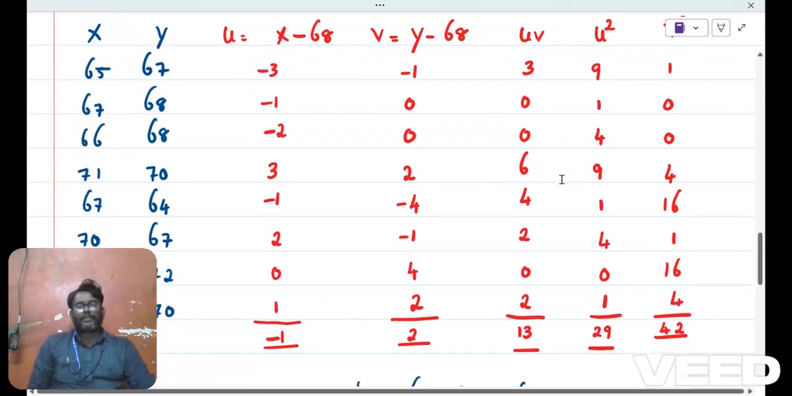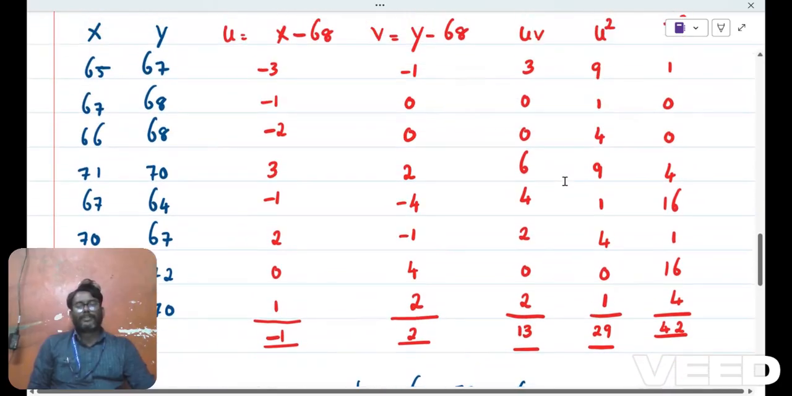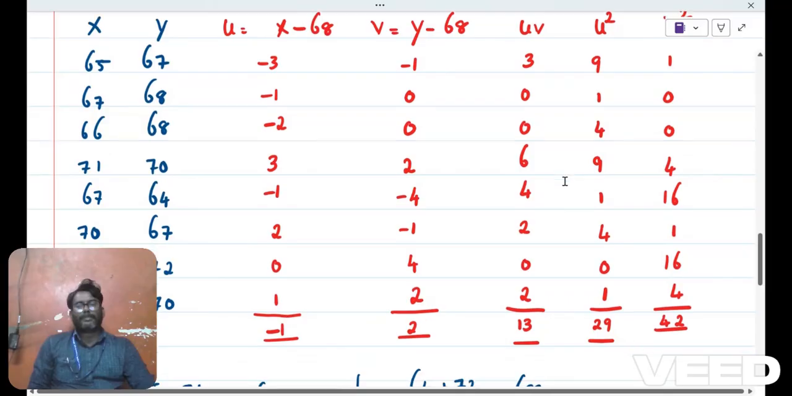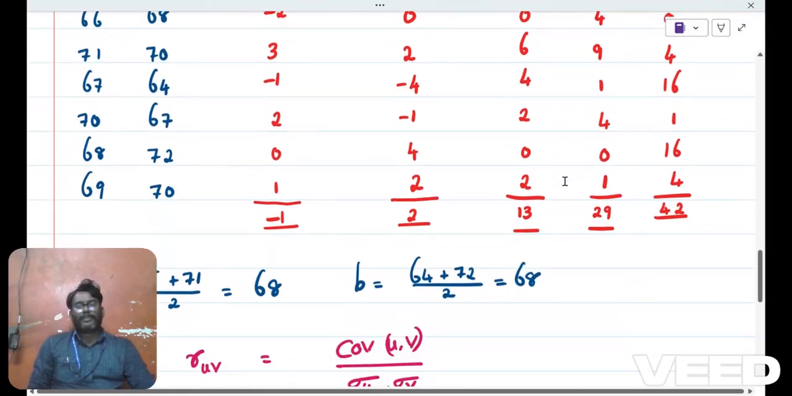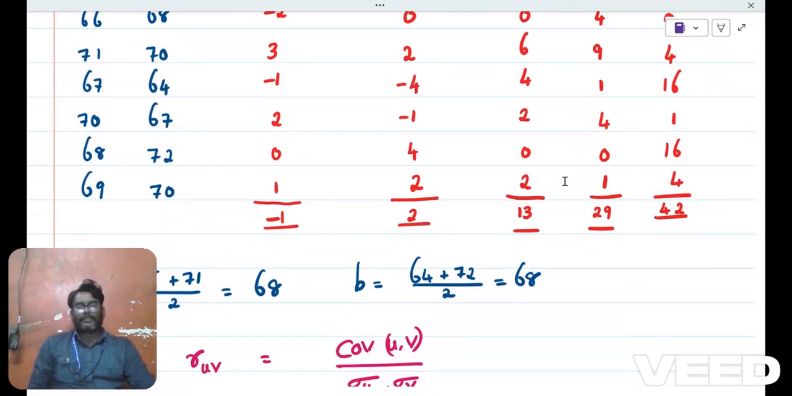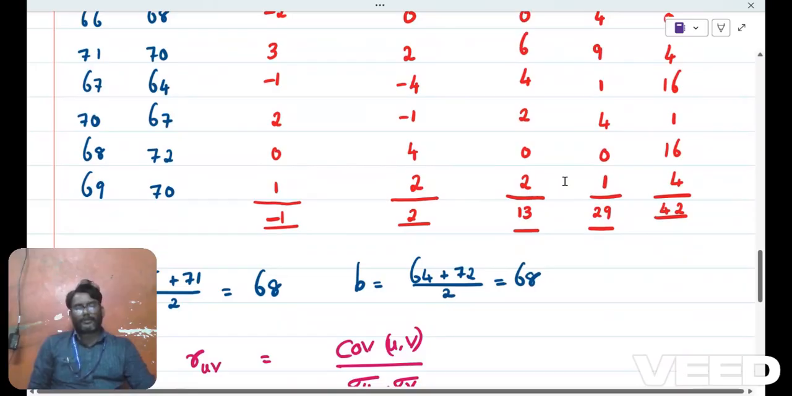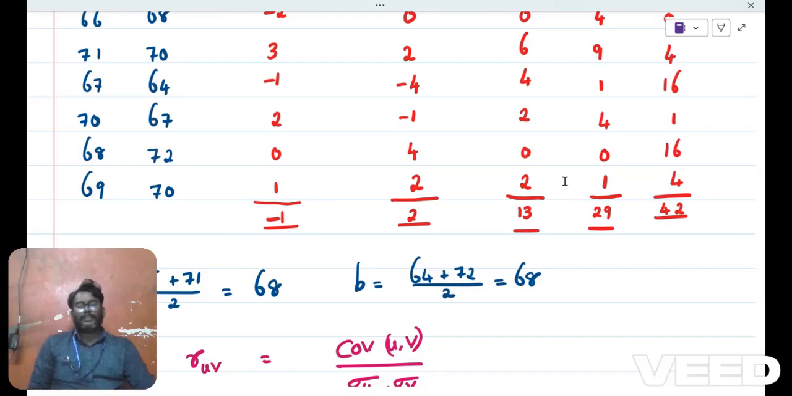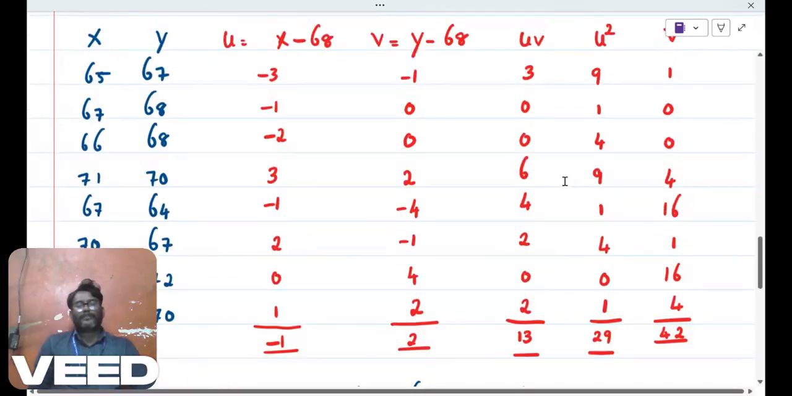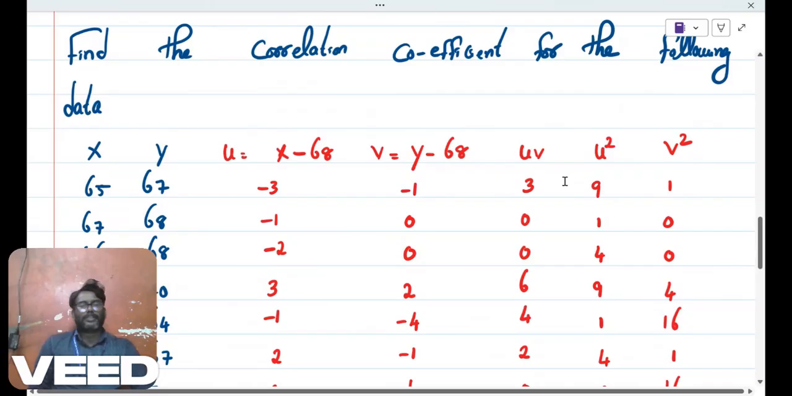For shifting, we'll find the range. For the range, you take the maximum and minimum value and divide by 2. So A is equal to 65 plus 71 divided by 2, that is the average of the largest value and the smallest value. Similarly for Y, take the largest value and smallest value divided by 2. In both cases, I got A as 68 and B as 68. So we are going to shift U to X minus 68 and V as Y minus 68.